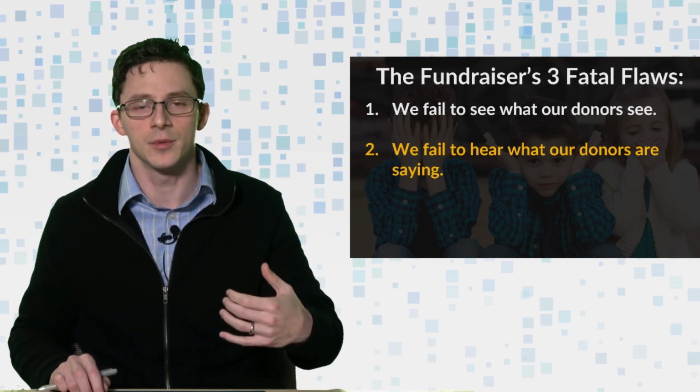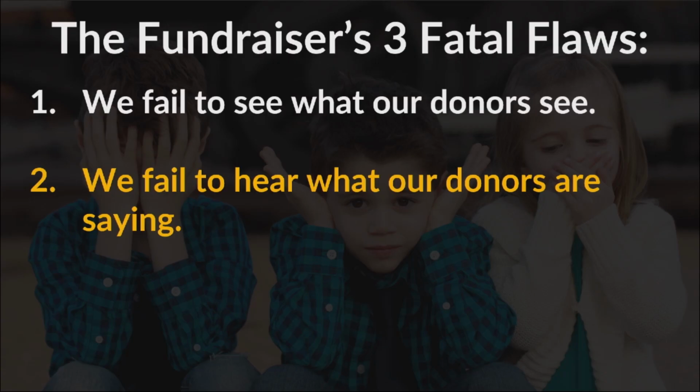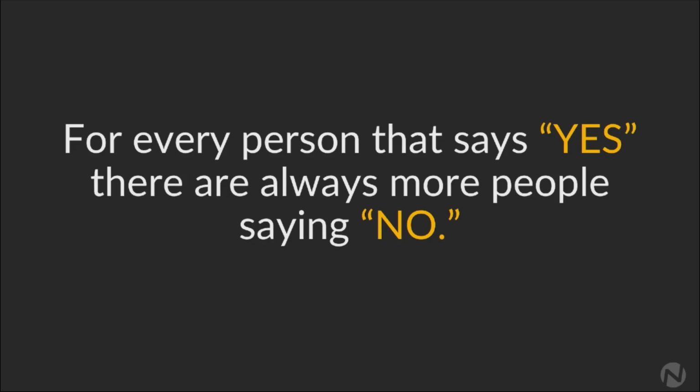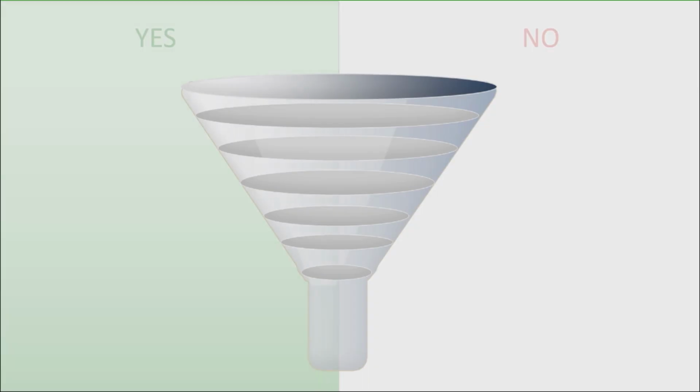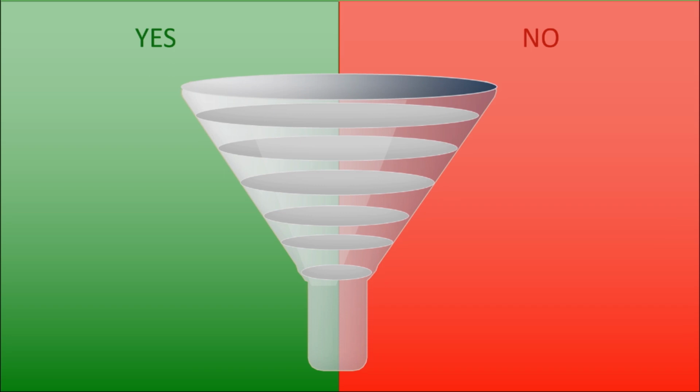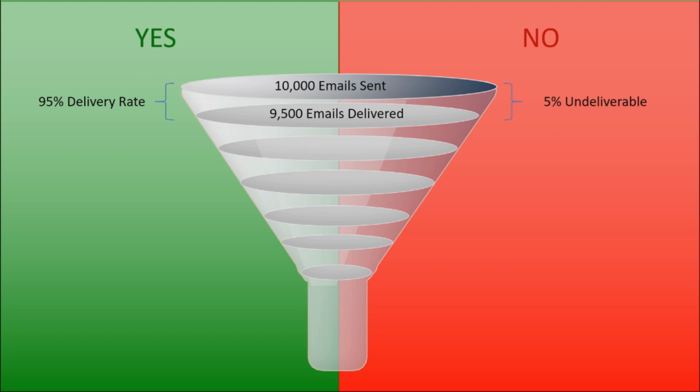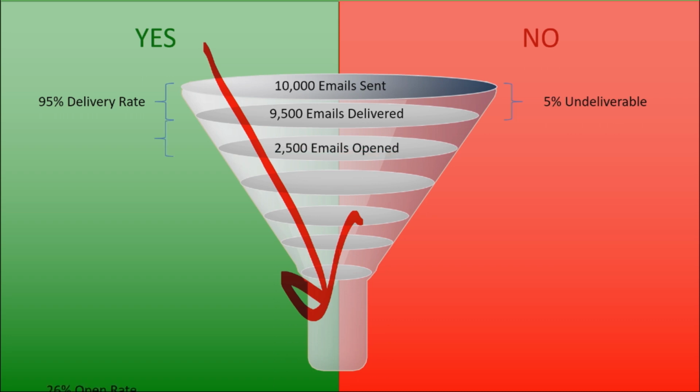Okay? Another issue that we have is we fail to hear what our donors are saying. What do I mean by this? Well, for every person that says yes, there are always more people saying no. Think about the funnel. Everybody heard of the funnel, the methodology? You start at the top, right? For example, take email. 10,000 emails sent and 5% undelivered, so a 95% delivery rate. So we're moving down this way, correct? But here's the thing. Only 26% open. And that's actually a pretty decent rate compared to what people are achieving. But there's 74% that are saying no.